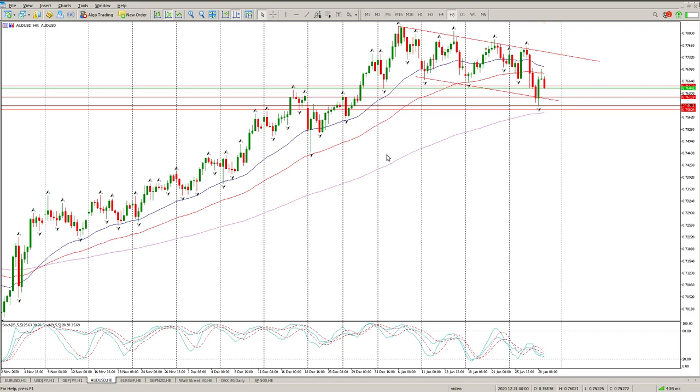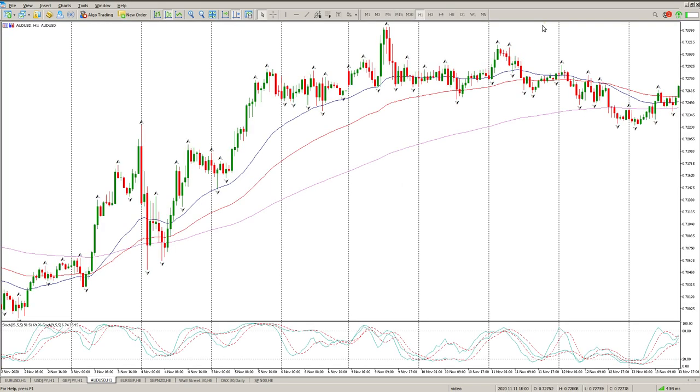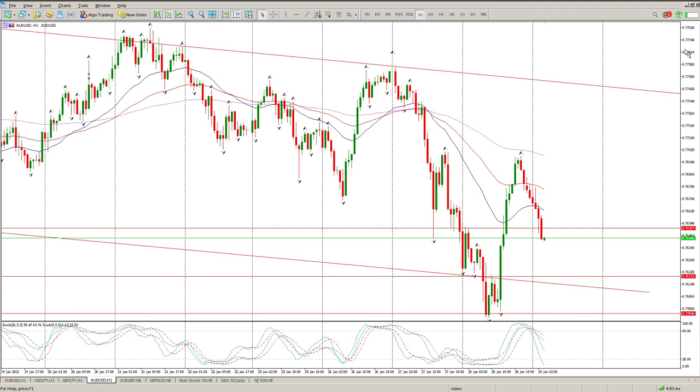Aussie dollar, US dollar, still in this flag. I'm not entirely convinced either way on the dollar right now, so still sitting on my hands with the dollar. Euro USD, the only one that's really playing out is US dollar, Japanese yen, but Aussie dollar, USD, we're still in this channel, and it is a bearish channel right now. We are sort of drifting ever so slightly lower.